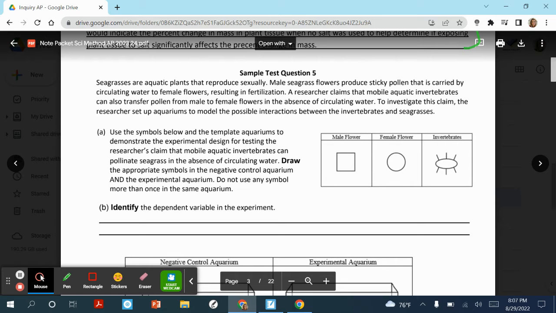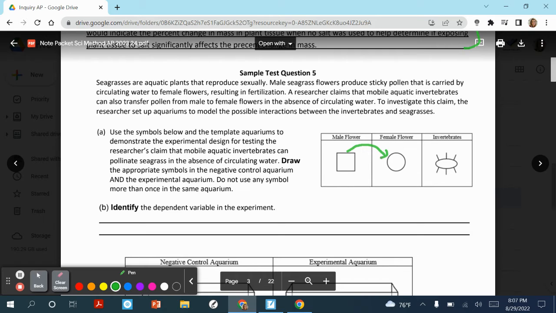It says seagrasses are aquatic plants that reproduce sexually. Male seagrass flowers produce sticky pollen that's carried by circulating water to the female flowers, resulting in fertilization. So what I'm kind of picturing here is that if these were together and water was circulating, then the pollen would go from the male flower, go throughout the water, be carried by the water to the female flower, and it would pollinate it, okay? And you would get offspring.